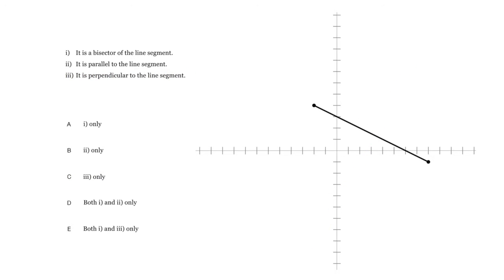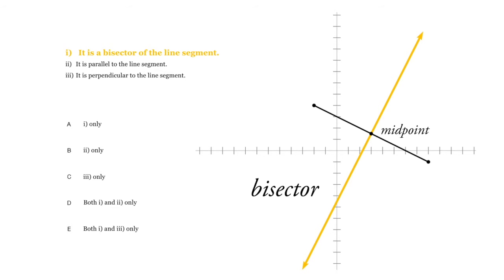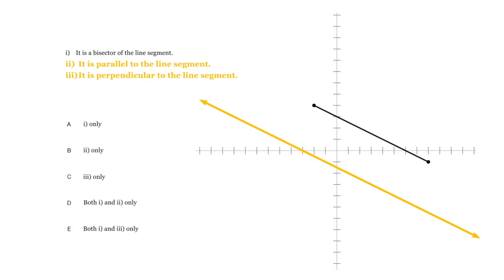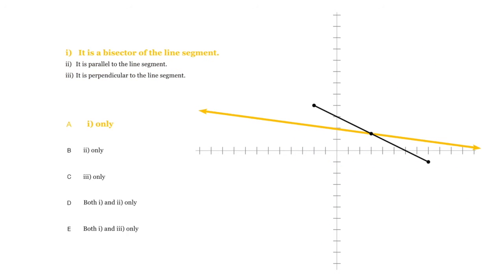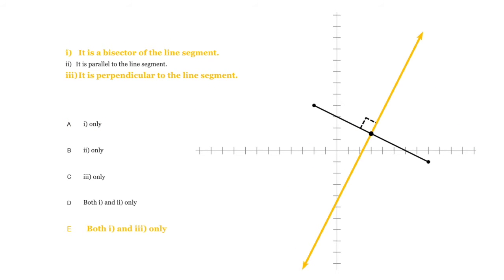And then one of the choices is if the second line that we're looking for intersects the first line at the midpoint, then it's called a bisector. So it could be some combination of these. It's not going to be perpendicular and parallel, but it could be a bisector only. It could be a bisector that's perpendicular, or it could be a parallel line.